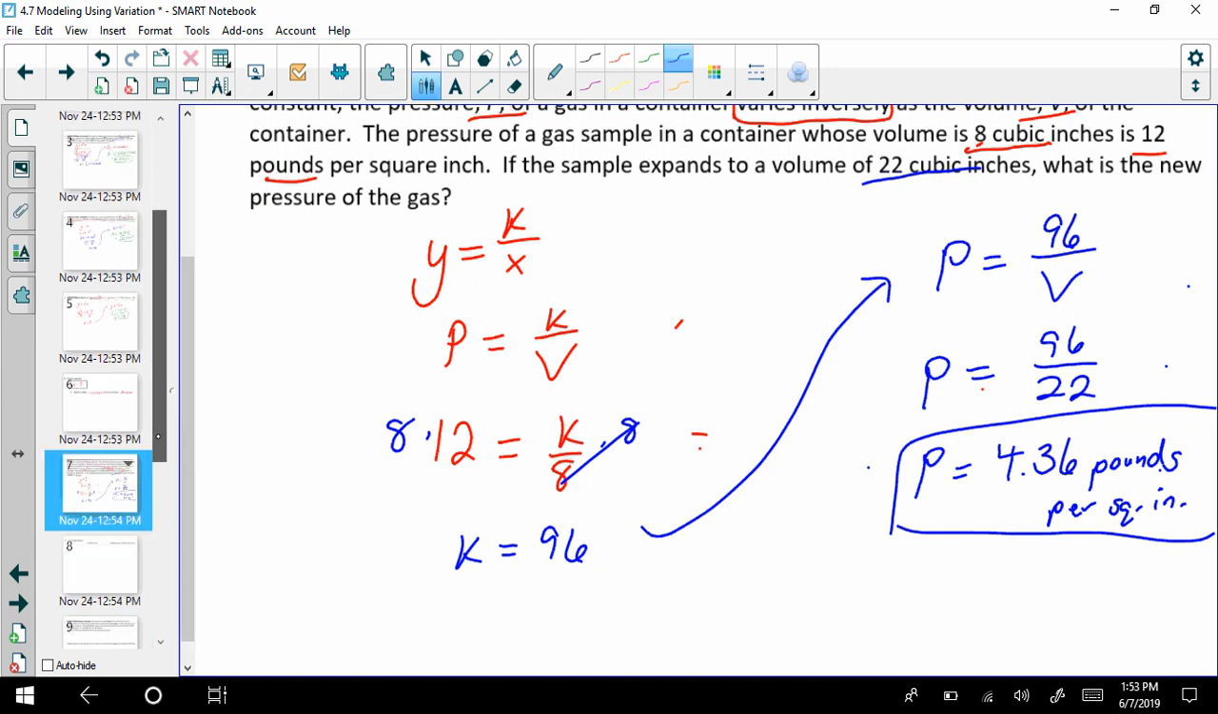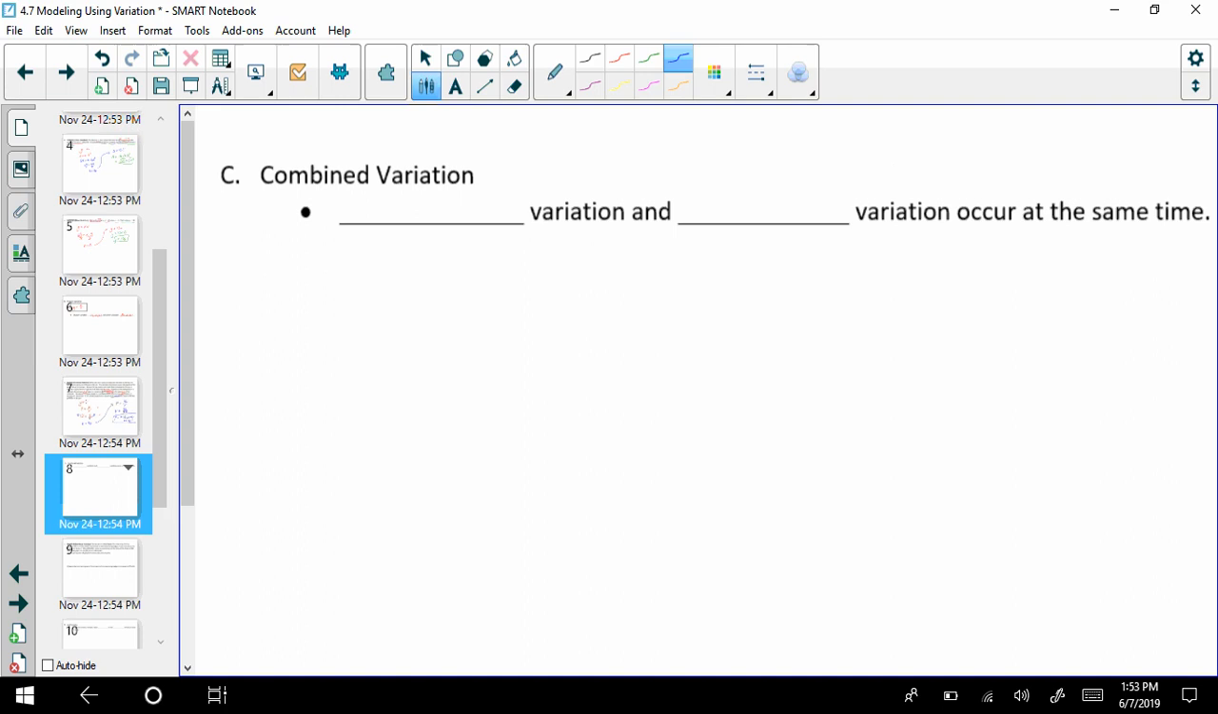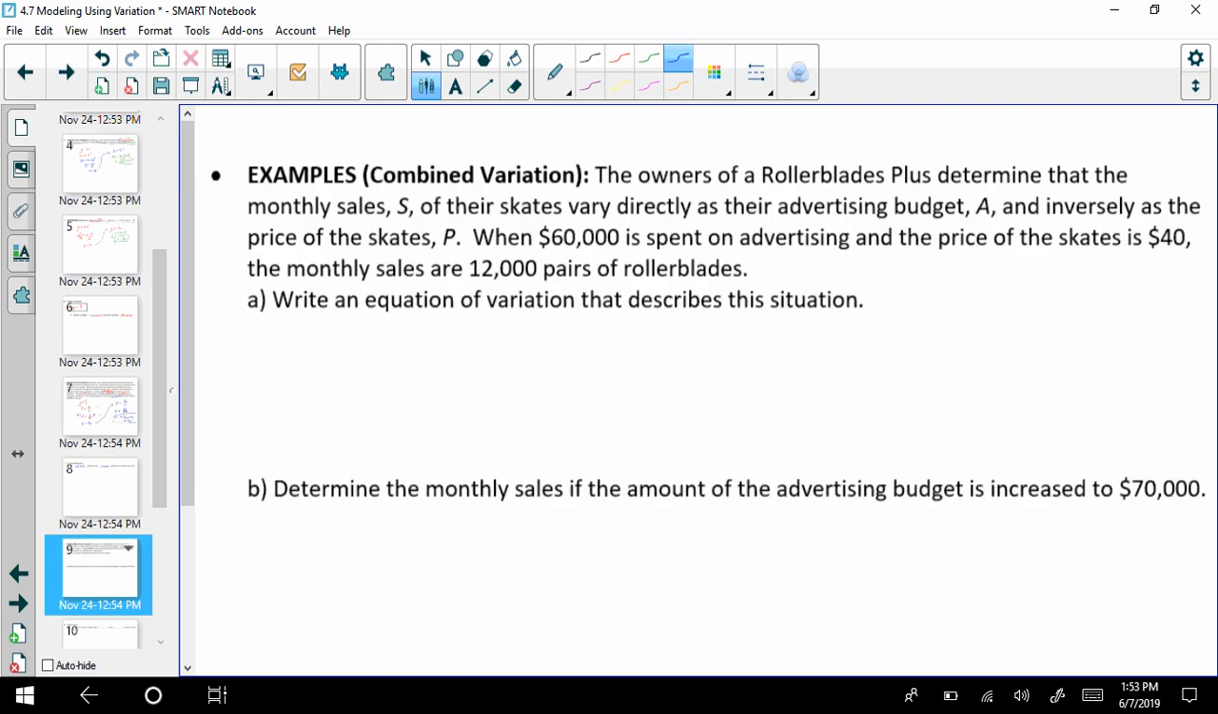Okay, now let's look at what happens if we combine types together. So combined variation really isn't a new type of variation. It's literally when you are combining direct and inverse variation at the same time. So let's jump right into an example of this.